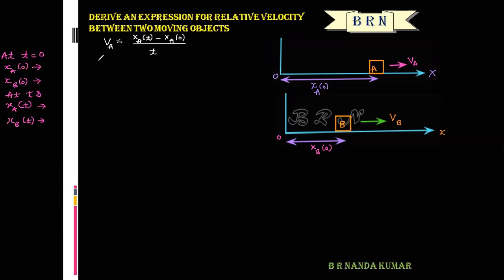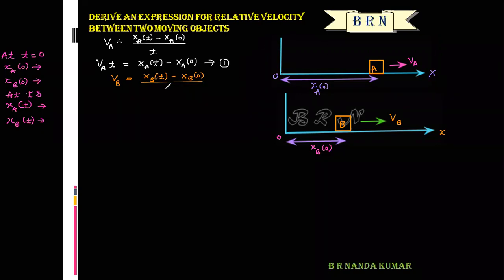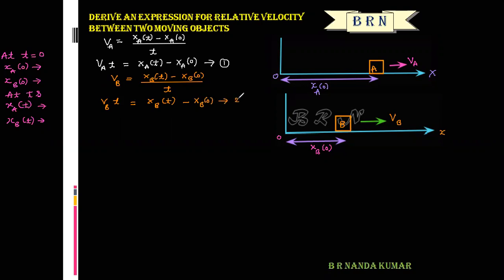Okay, after cross multiplication, we will get VA into t equal to XA of t minus XA of 0. Call this equation number 1. Now let us calculate the average velocity of object B. Average velocity of object B is xb of t minus xb of 0, the change in displacement of object B, divided by the change in time, t minus 0 is t. After cross multiplication, we will get VB into T equal to XB of T minus XB of 0. Call this equation number 2.